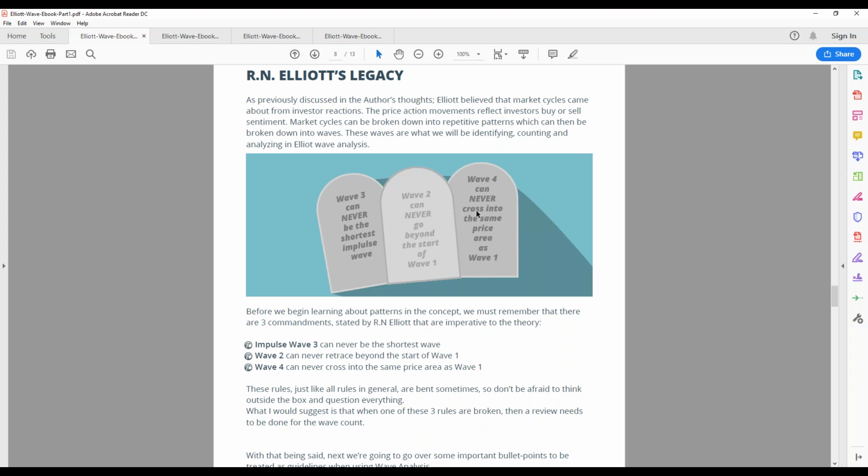Now, wave 4 can never cross into the same price action territory as wave 1. This is not entirely true. Wave 4 can actually cross into the price action territory of wave 1, but not in an impulse. If it's an impulse, it is a motive wave, and that's okay. But motive waves are formed out of extensions, which implies an impulse, or leading or ending diagonals. Wave 4 will always enter the price action territory of wave 1 in an ending or leading diagonal. So keep that in mind.